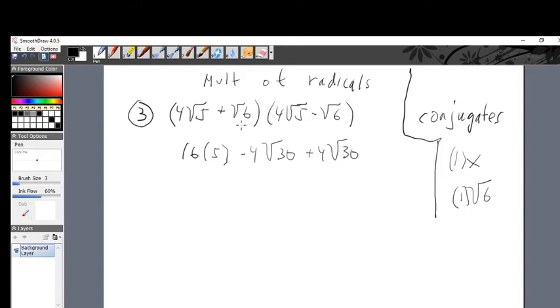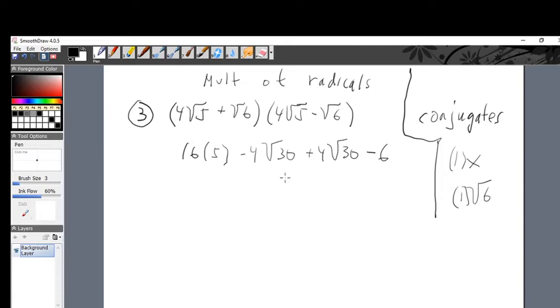And finally, square root of 6 times square root of 6, right? Square root of 6 times square root of 6 is 6. But be careful. Positive times minus is minus.